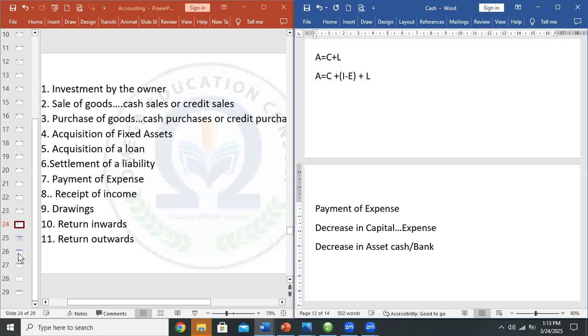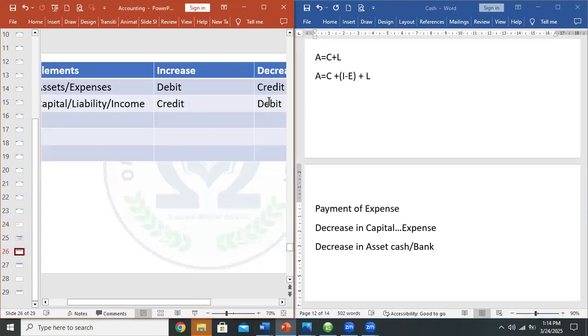Let me go back to that table. If capital decreases, we debit. So you are going to debit the expense and you credit the asset, cash or bank, because that is a decrease in asset, right? So anytime you make payment for expense, the effects are decrease in capital and decrease in asset. In terms of the two accounts you open to debit and credit, you open the expense account, you debit it, and you open your cash or bank account and credit it. Okay, so let me put a small example here.